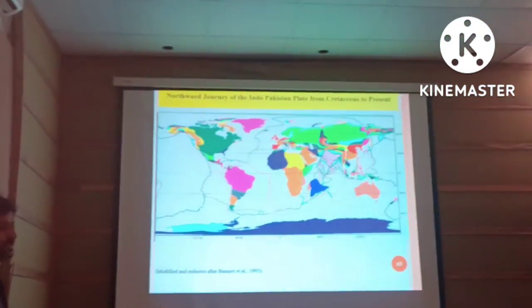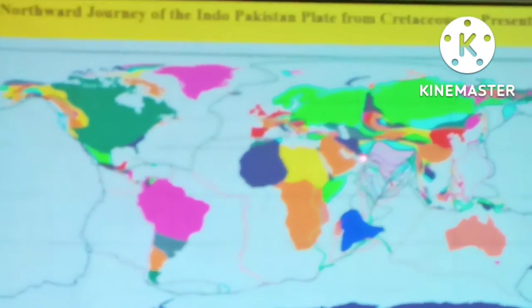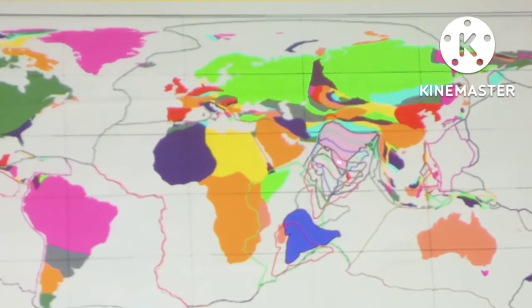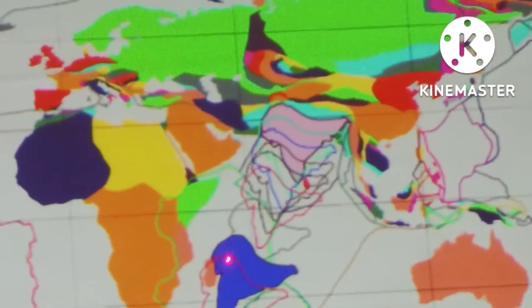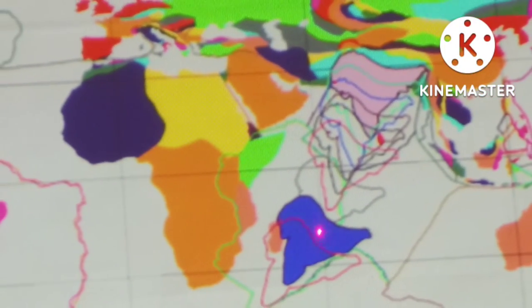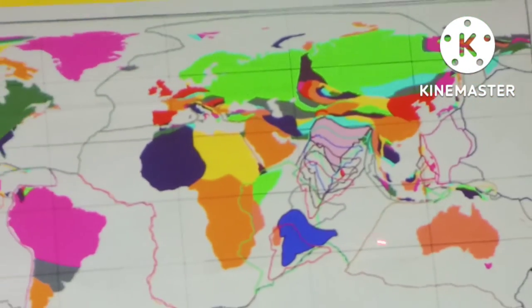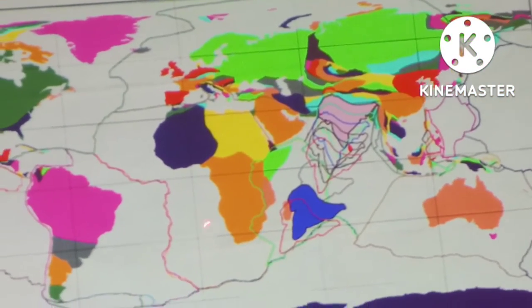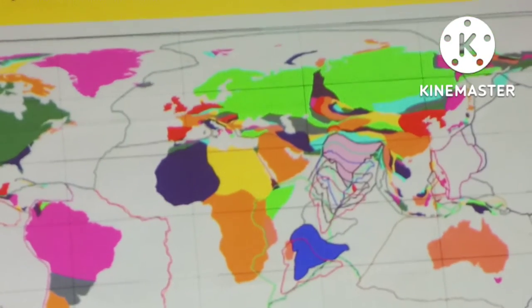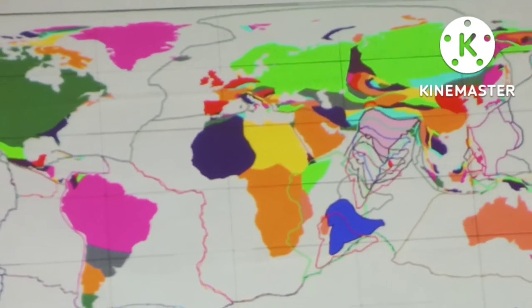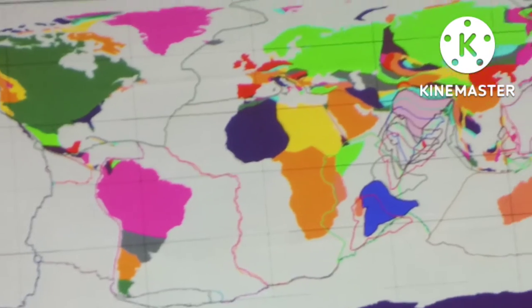Purple color is its present position. This small red line is indicating the study area, which is also indicated over here. So that suggests that the paleo position of the Indian plate was somewhere near the equatorial region. This paleo position of the Indian plate also supports the CIA and PIA values.